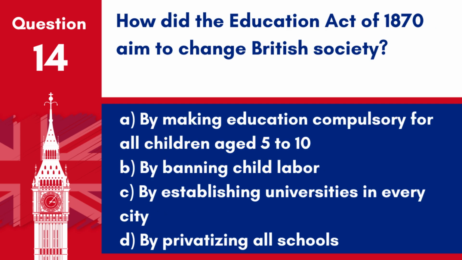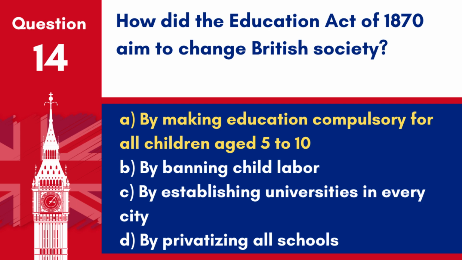Question 14. How did the Education Act of 1870 aim to change British society? A. By making education compulsory for all children aged 5 to 10. B. By banning child labour. C. By establishing universities in every city. D. By privatising all schools. Answer: A. By making education compulsory for all children aged 5 to 10.